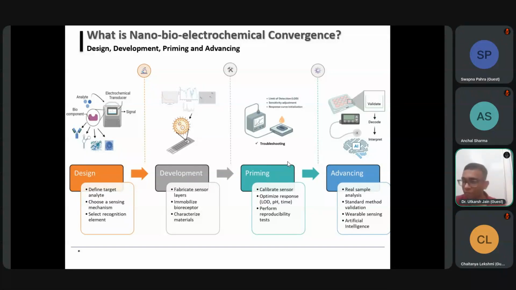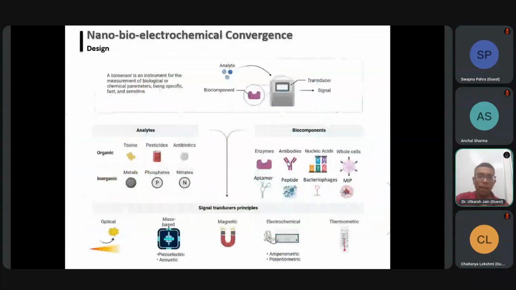So if you have a mindset of working according to these 4 frameworks, I think you will definitely benefit, and this will make a proper system of making a biosensing device, incorporating all parameters from designing to advancing. So let's talk a bit more about the designing.